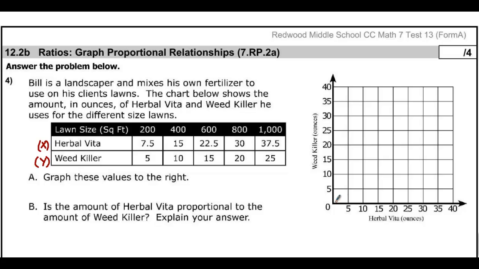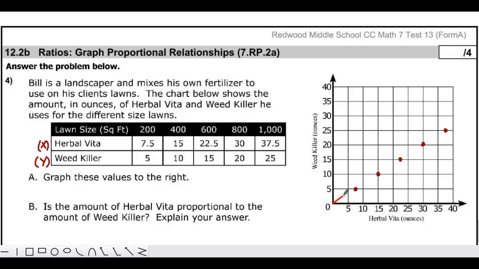we know that 7.5 units of herbal vita take us up 5, and 15 units of herbal vita take us up 10. I'm just going through the table. And 22.5 ounces of herbal vita take us up to 15. And 30 ounces of herbal vita take us to 20. And finally, 37.5, right between 35 and 40, takes us to 25. And then we're going to complete that by drawing a line through it.